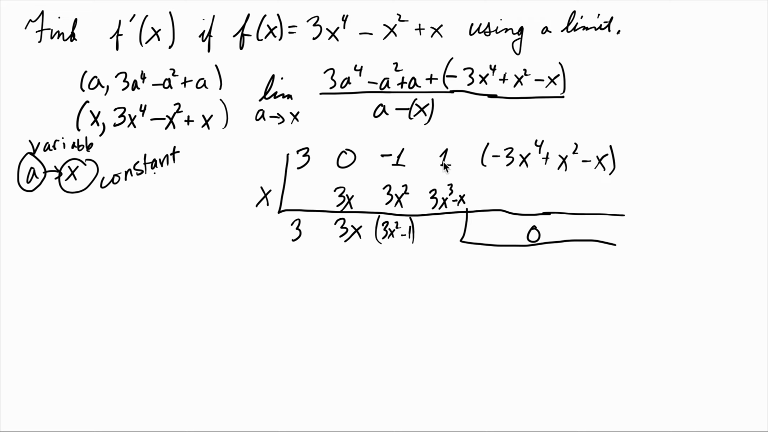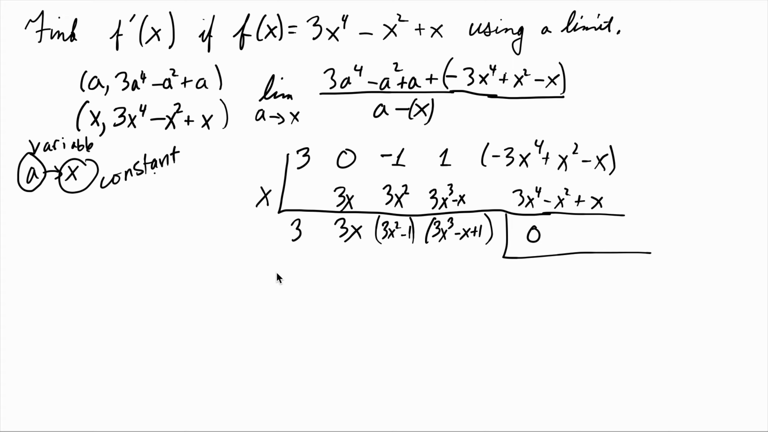Then right here, I add. If I add that down, I'm going to have 3x cubed minus x plus 1. Now you can double check: if you multiply x times this, you're going to get 3x to the fourth minus x squared plus x. And notice as you add, you will get 0. But really, we can stop right here and think about what this is in powers of a.